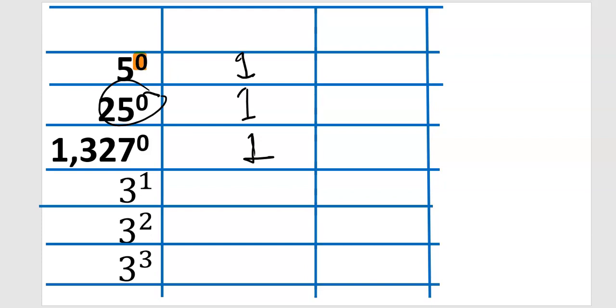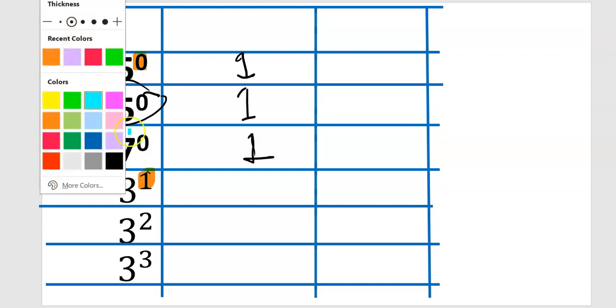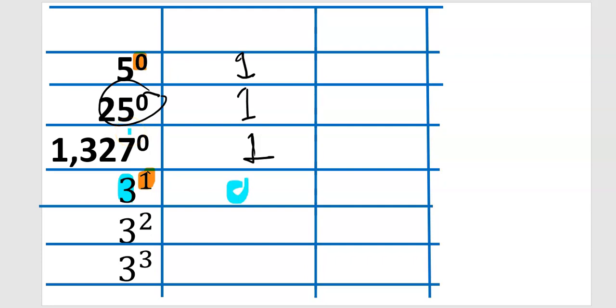3 to the 1. The 3 is the base, the 1 is the exponent. It tells you how many times you're going to pick up the base and put it down. You're going to pick up the base and put it down 1 time, so 3 to the 1 is just 3. 3 to the 2: now you're going to pick up the base and put it down 2 times. 1, 2. It's not 3 times 2, it's 3 times 3.